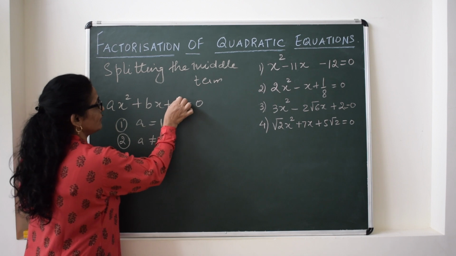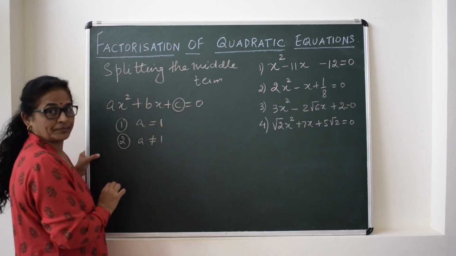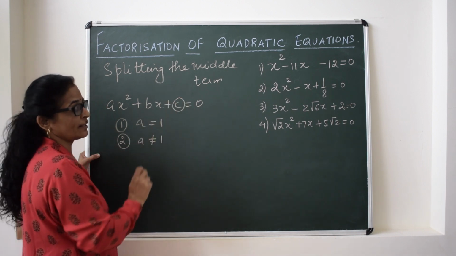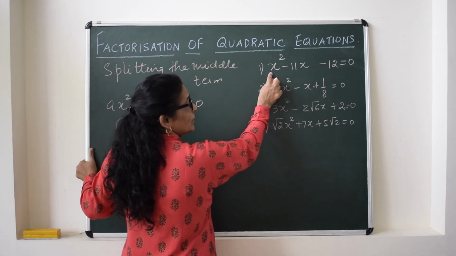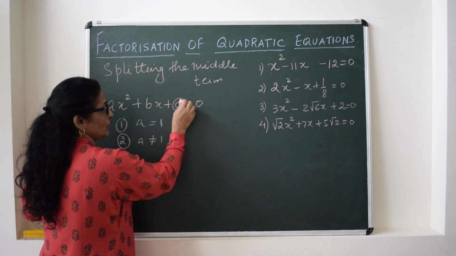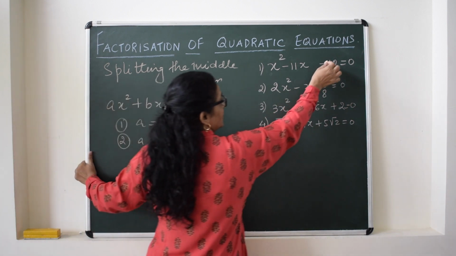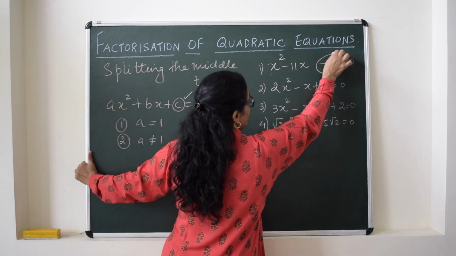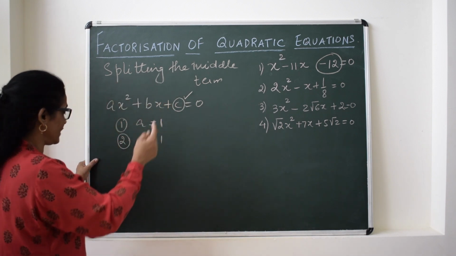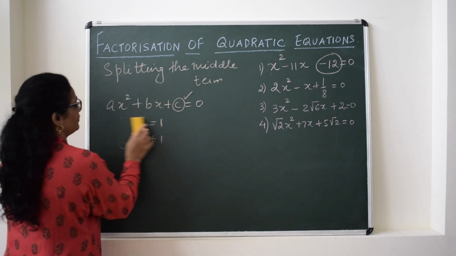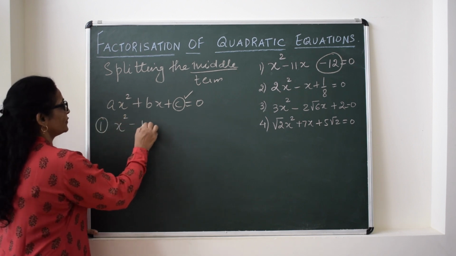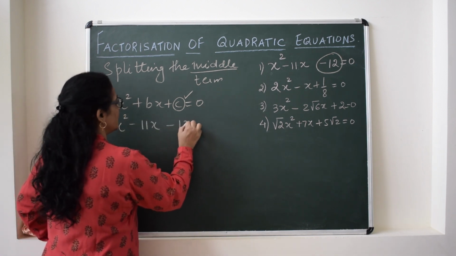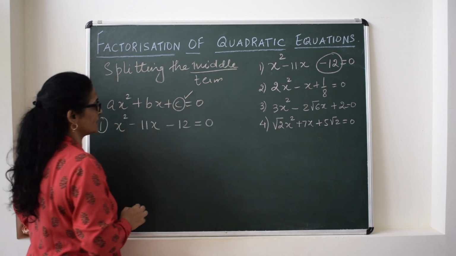First we will see when a is equal to 1. Then in that case we will concentrate on this c. So some questions I have written over here. First case, you see here a is equal to 1. So when a is equal to 1, we will find out the factors of this constant and we will proceed. So let's take the first example, that is x square minus 11x minus 12 is equal to 0.